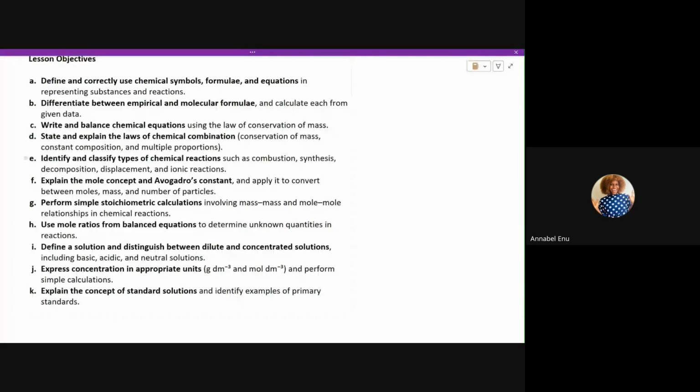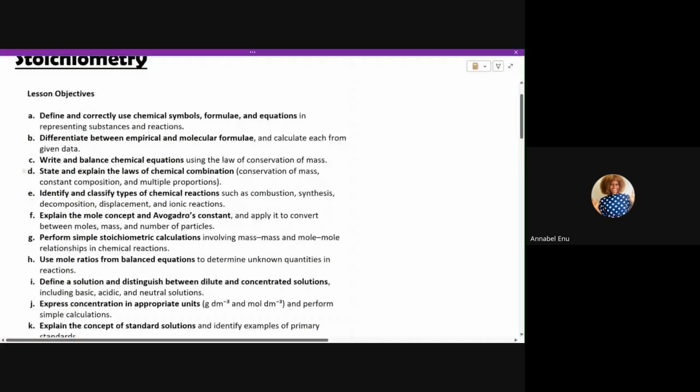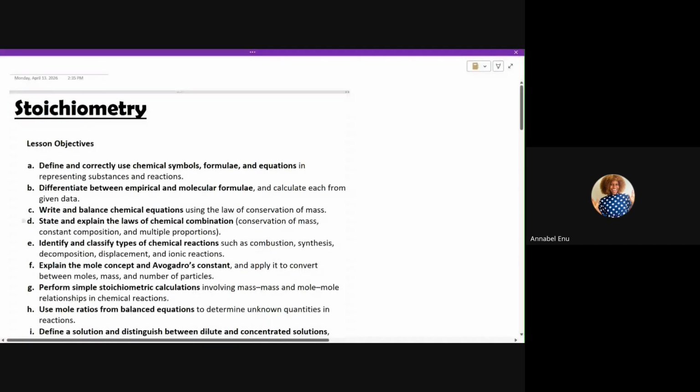Questions, mass and mole questions, and so on. So this is basically the objectives for this class. So now let's begin with what stoichiometry is all about.